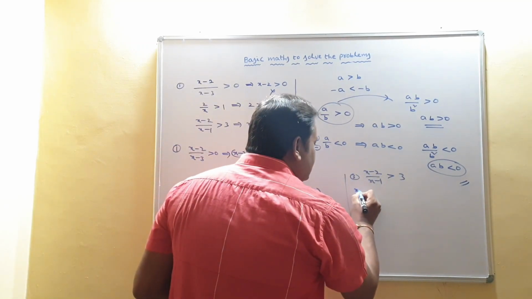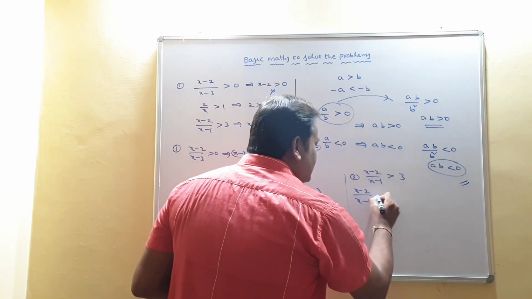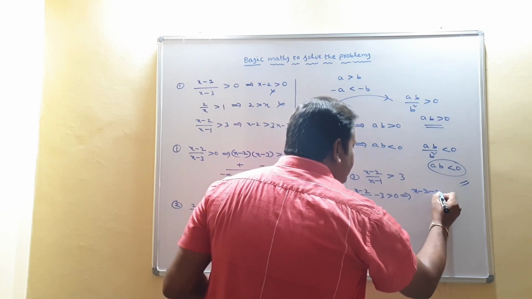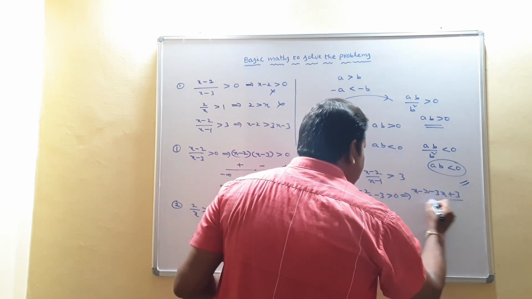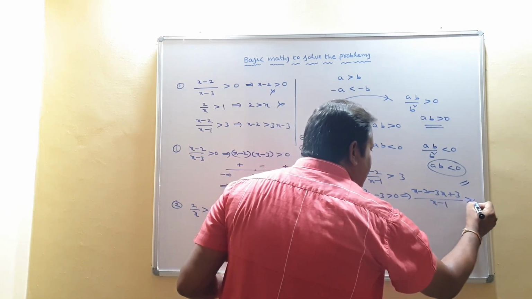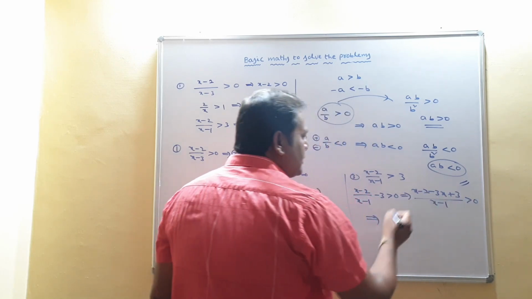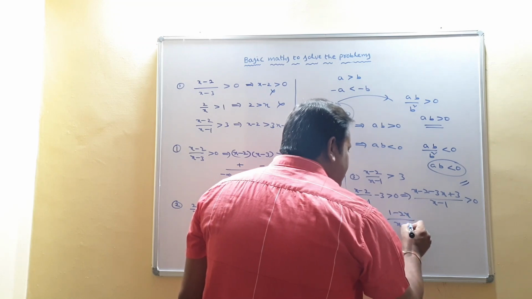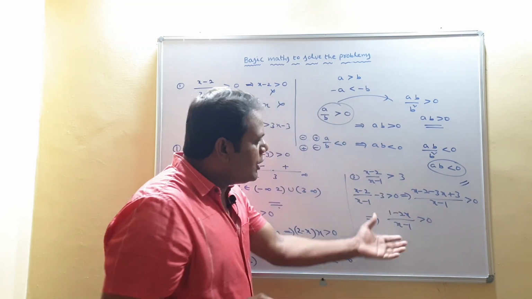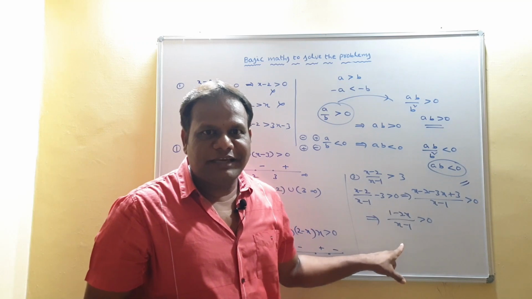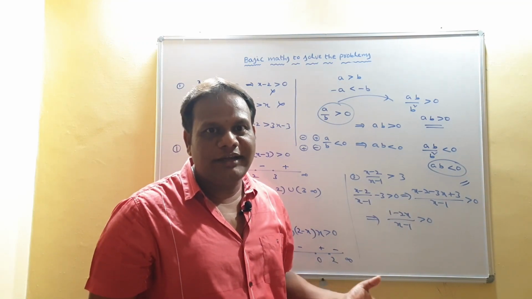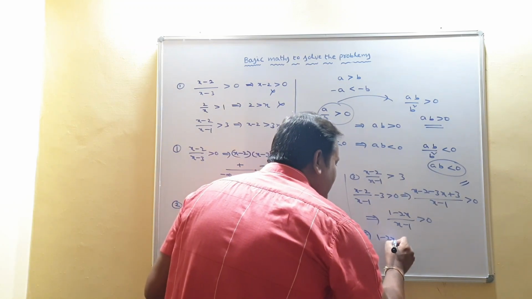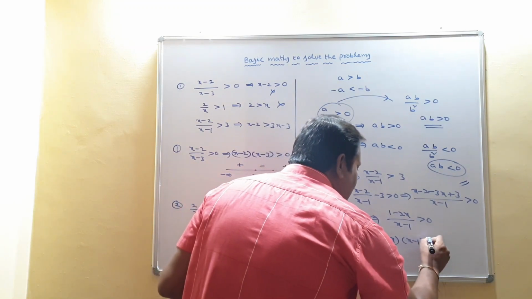Then what can you get? (x minus 2) by (x minus 1) minus 3 greater than 0. So it is (x minus 2 minus 3x plus 3) by (x minus 1) greater than 0. So what we got here, you see, 3 minus 2 is 1, so (1 minus 2x) by (x minus 1) greater than 0. You know how to solve this inequation. Is it like a by b greater than 0? So what do we write? a into b greater than 0. So you can take that (1 minus 2x) into (x minus 1) greater than 0.